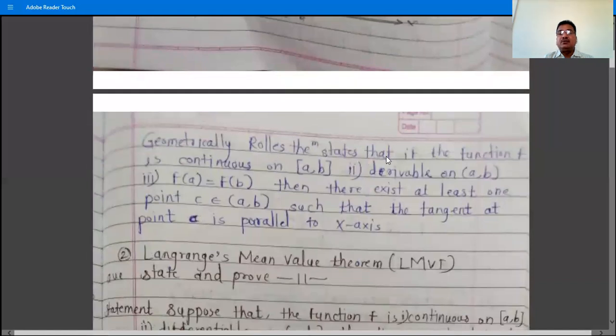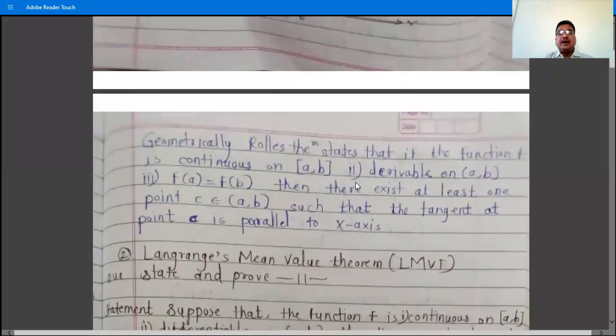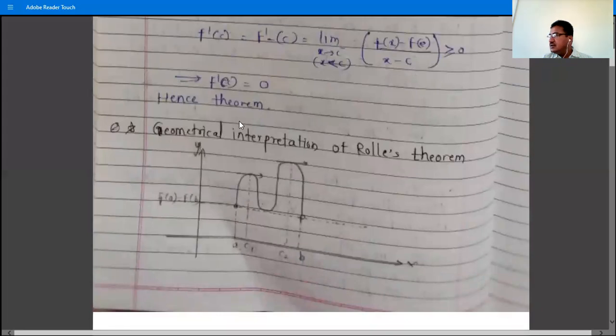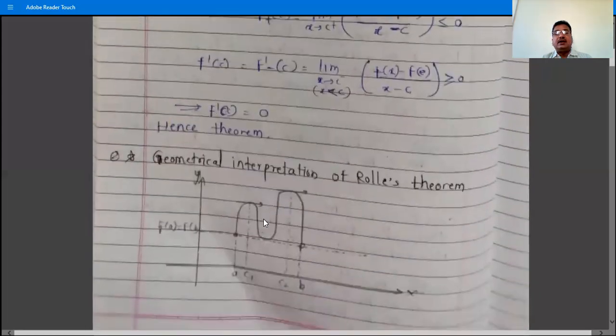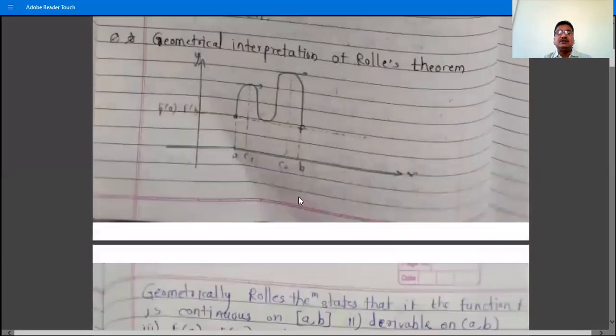So geometrically, Rolle's theorem states that if the function f is continuous on the closed interval [a, b], second, differentiable on the open interval (a, b), and third, f of a is equal to f of b, then there exists at least one point c belonging to the open interval (a, b) such that the tangent at that point is parallel to the x-axis. f dash c is equal to 0 means the slope of the tangent at that point c is 0, and when the slope of the tangent is 0, the tangent is parallel to the x-axis, because when the slope of a line is 0, the line is parallel to the x-axis. So this is the geometrical meaning.